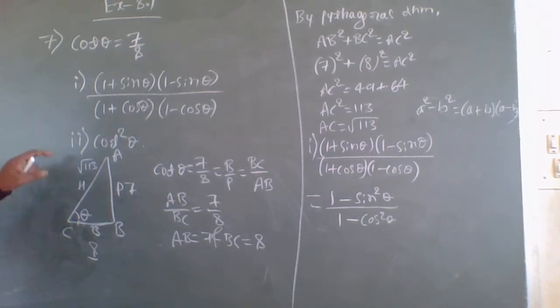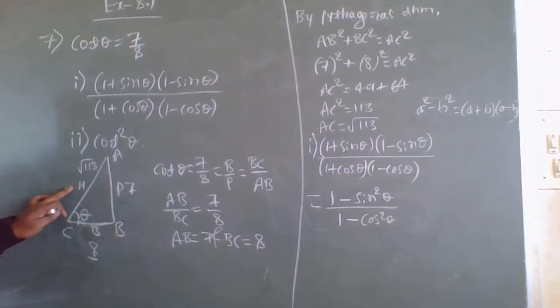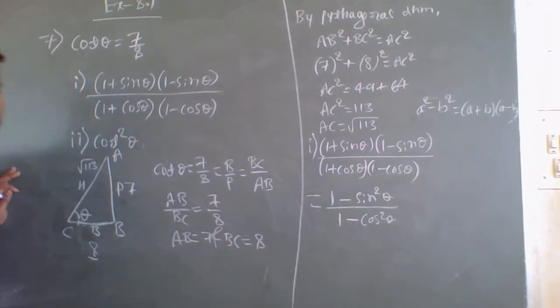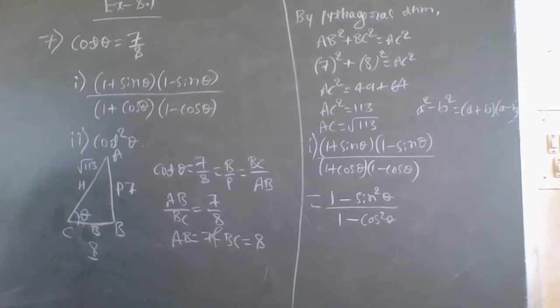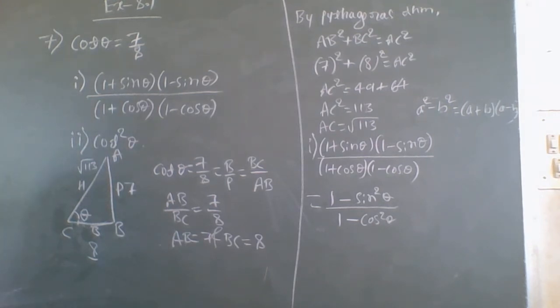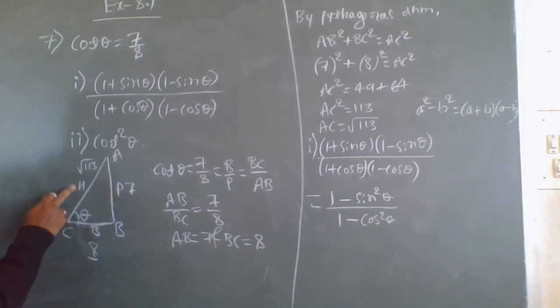Okay. Now we will write the values of sin theta and cos theta. We always know that sin theta is perpendicular by hypotenuse. So what is perpendicular here? Sin theta is perpendicular by hypotenuse, so perpendicular is 7 and hypotenuse is square root of 113.